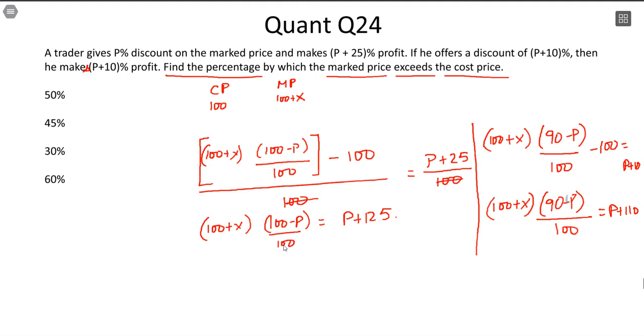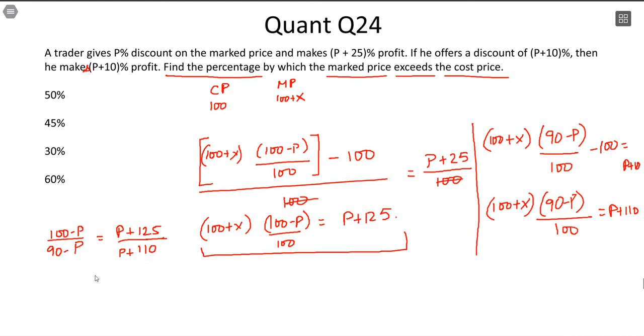I cannot eliminate P, I can eliminate X. Okay, I'm eliminating X. I'm dividing this equation by this equation to get (100 minus P) upon (90 minus P) is equal to (P plus 125) by (P plus 110). Okay. Let's multiply stuff. I will get a precise value of P. I keep on writing P as 9. This will confuse me.